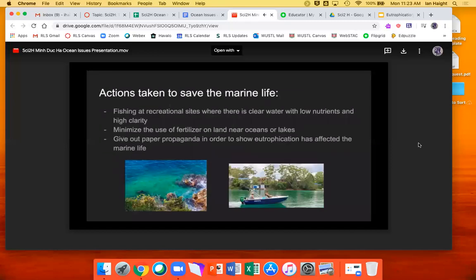What are the actions that have been taken to save the marine life? The very first one is fishing at recreational sites where there's clear water, low nutrients, and high clarity. Minimize the use of fertilizer on land near oceans and lakes. Last but not least, give out paper propaganda in order to show how eutrophication has negatively affected the marine life.